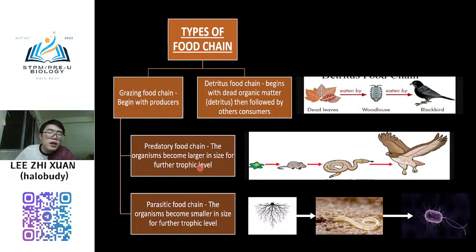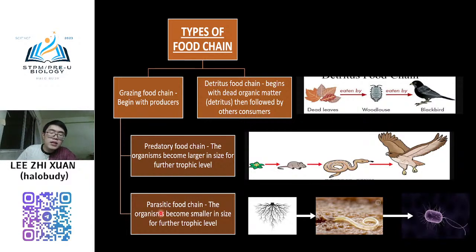Predatory is the very famous example that you learn from primary school until now. Normally it begins with the producer, then goes to the primary, secondary and tertiary consumers, and you see that the size of the organism becomes larger and larger. You see here, the producer is very small, right? The primary consumer is small, then the snake is bigger, and the eagle is even bigger. So the size of an organism becomes larger at a higher trophic level.